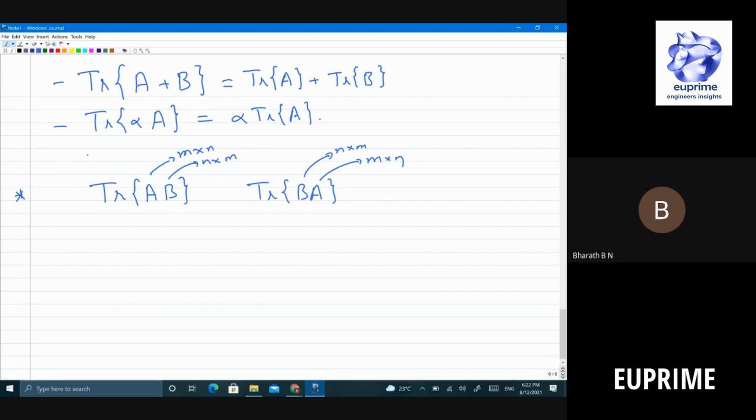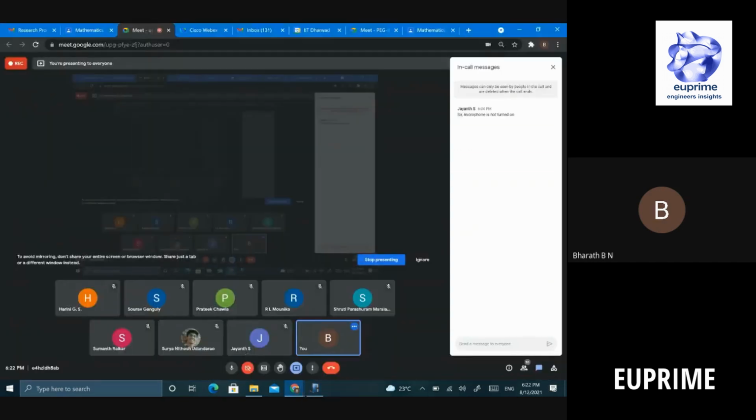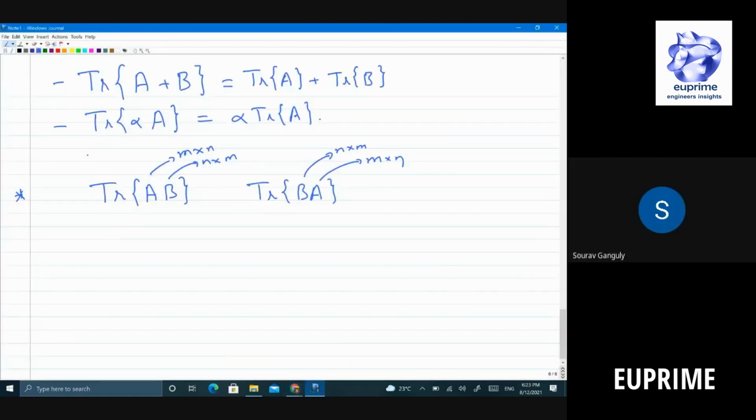Is it different or the same? Any idea? Those who are online? So different, both are different. Why do you say that? Because the summation of i for the first one will run from 1 to m, and for the second one it will be from 1 to n. Okay, so let's try that.